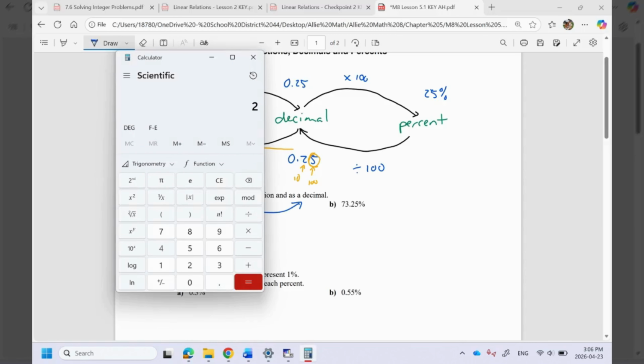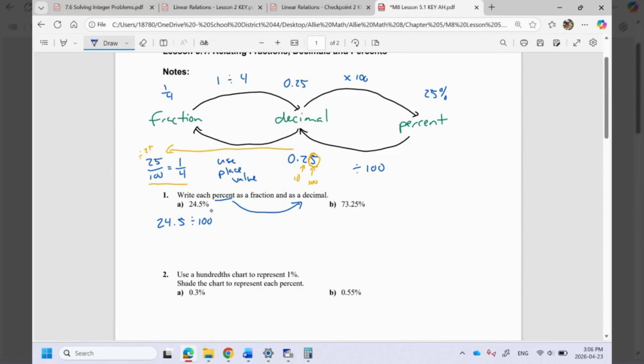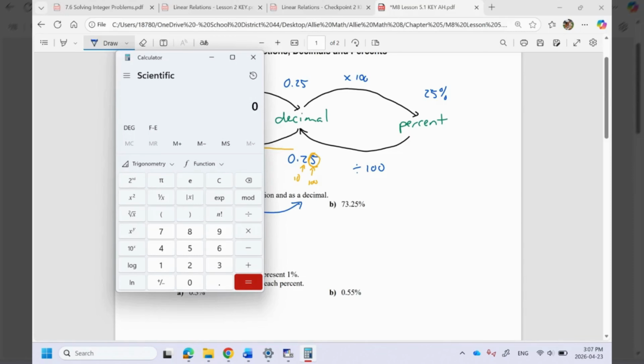So let's do that. 24.5 divided by 100 gives us 0.245. And now this next step is the hardest one, using place values. Remember, the 2 is in the tenths spot, the 4 is in the hundredths spot, and the 5 is in the thousandths. So we do 245 over 1,000. And then we have to reduce this fraction. That's another tough part. I can see that 5 is going to go into each of these. They both end in 5, or a 5 and a 0. So let's divide each by 5.